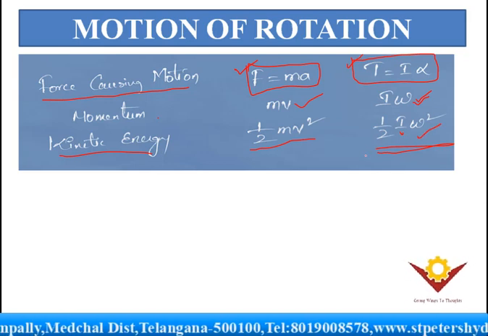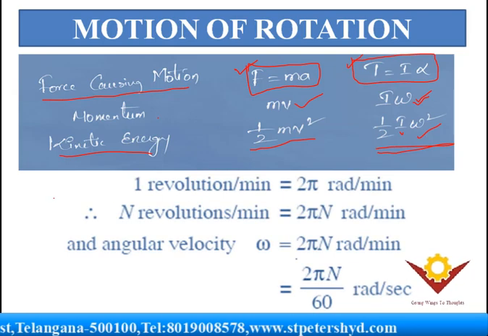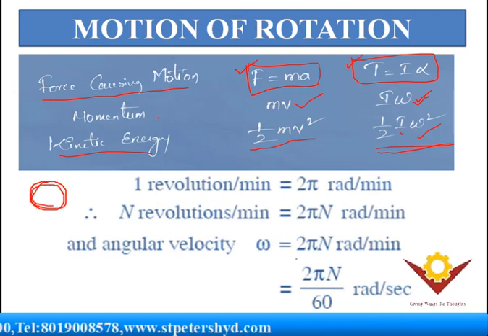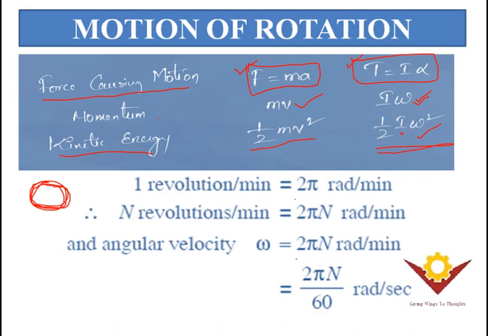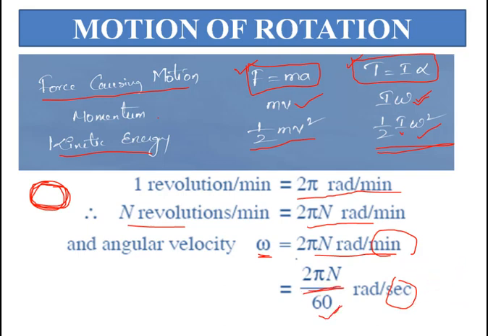And for all the rotatory bodies, we have revolutions per minute. All the angular motions will be in revolutions per minute. If you want to convert one revolution per minute, we can equate it to 2 pi radians per minute. And for n revolutions, it is 2 pi n radians per minute. The angular velocity equation in terms of radians per second is omega equals 2 pi n radians per second. If you want to convert minutes to seconds, just divide that by 60. We'll see a small problem on this rotation of bodies.